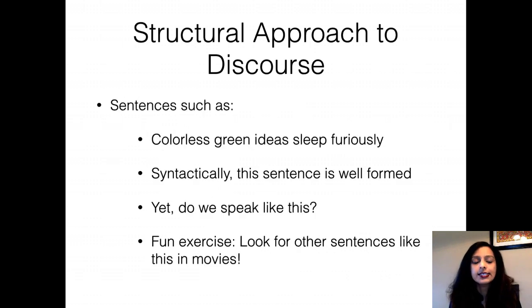There are also sentences such as these that are famous linguistic examples. This one is given by Professor Noam Chomsky. Colorless green ideas sleep furiously. And the idea is that syntactically, you know how the constituency works over here. You know how to put these phrases together. But semantically, the sentence really does not mean anything.